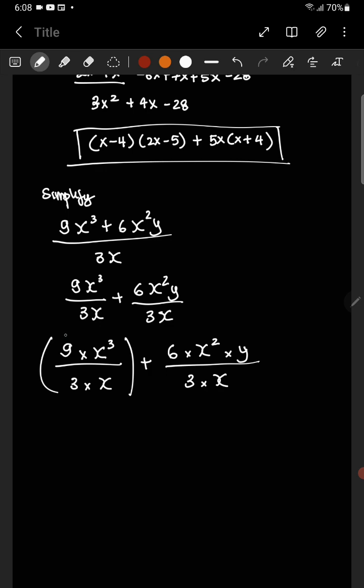Then I can do like this one, right? What is the result of that one? 9 divided by 3 is 3. Times x to the power of 3 over x. You still remember indices involving division, you just need to minus the index. The top one minus the bottom one. So 3 minus 1 is 2. So this one would be x to the power of 2. Like that, right? And then plus.